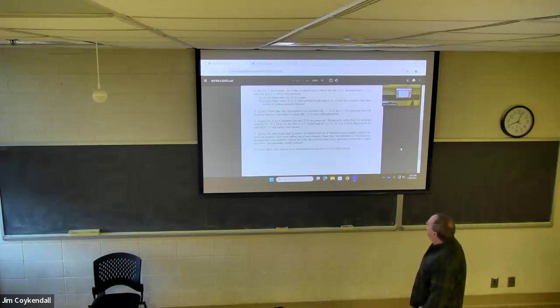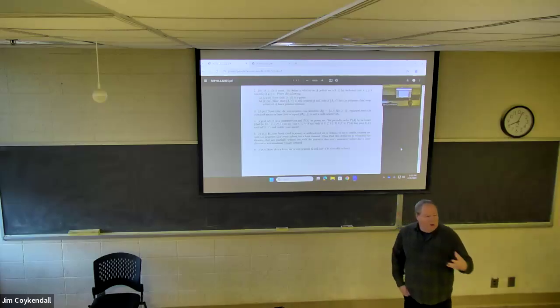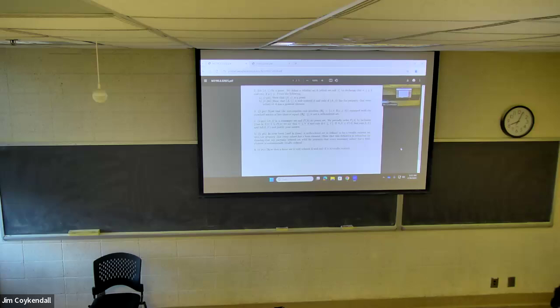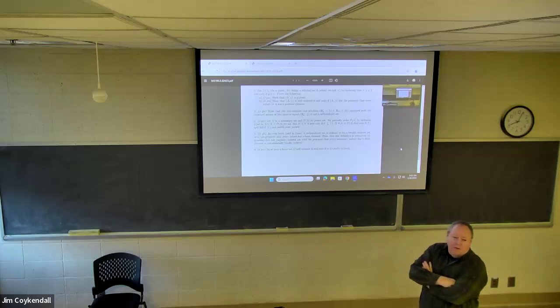Number 5. In your book, or at least in the book that I recommended, a well-ordered set is defined to be a totally ordered set with the property that every non-empty subset has a least element. So well-ordered means it's totally ordered, any two things can be compared, and it's got the additional property that every non-empty subset has a smallest element. For example, the natural numbers is a well-ordered set, right? Because we know that every subset of natural numbers that's not empty has a least element.